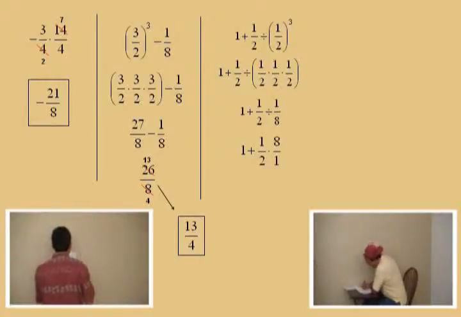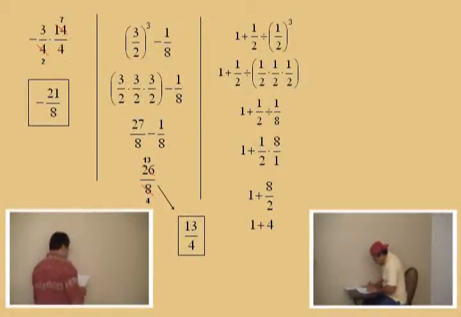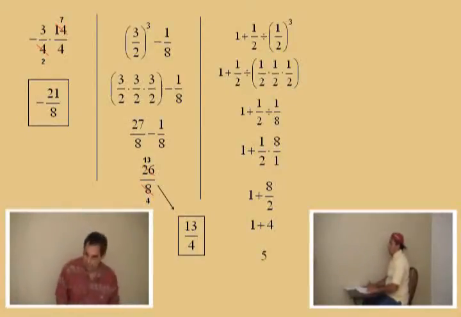Now, we're ready to multiply. Remember, we have an addition and multiplication now. We've got to do the multiplication first. So, what's 1/2 times 8/1? 8/2, very good. So 1 plus 8/2 gives us 1 plus 4. What, Charlie? 4, that's right. And so what is our answer, Charlie? 5. That's right, 5. Very good.